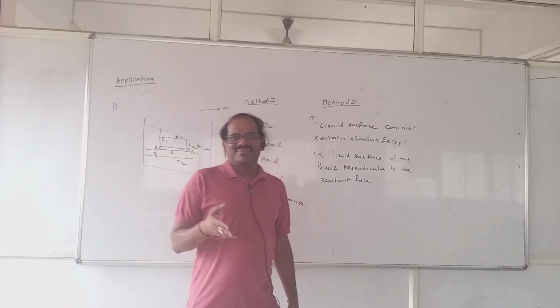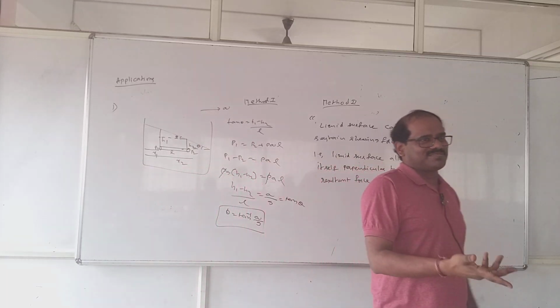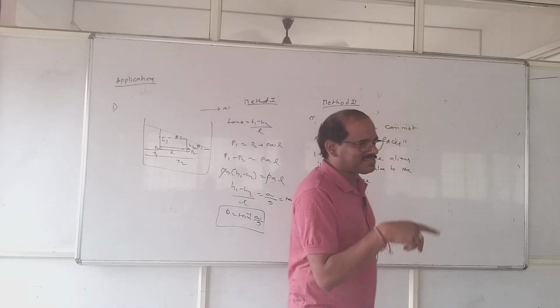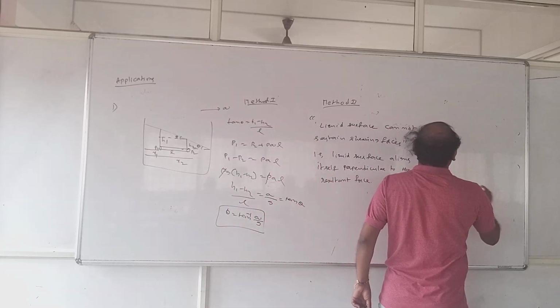So, the resultant force should not have a component along the surface. A resultant force having a component along the surface will change the shape. Now, in this case, second method.